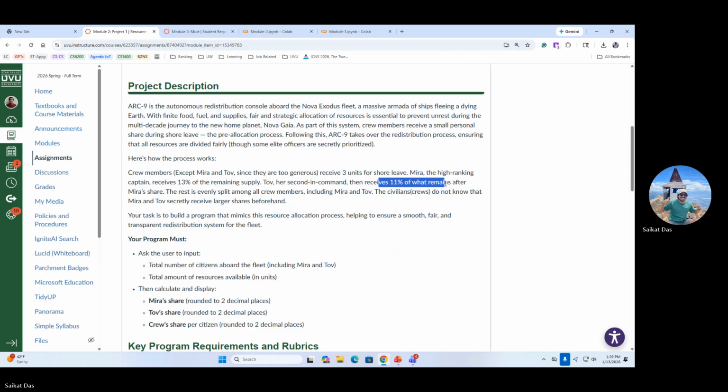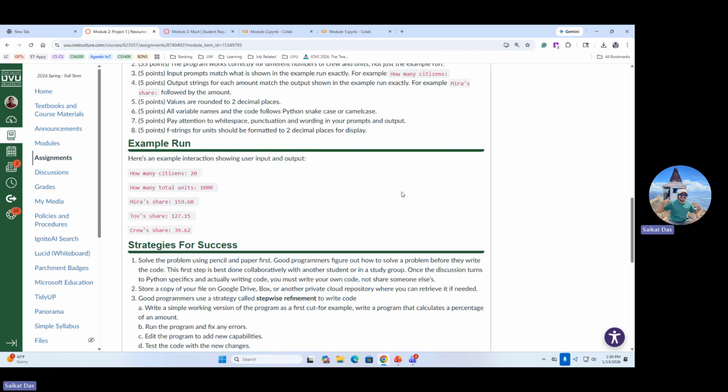So we're down at step 4. The rest is evenly split among all crew members, including Mira and Toph. All crew means 20, not 18, right? That means 733.39 divided by 20. What is the value? It should be 36, something like that. See the answer. It is 36.62, right?